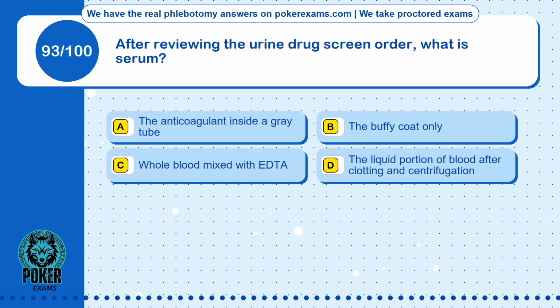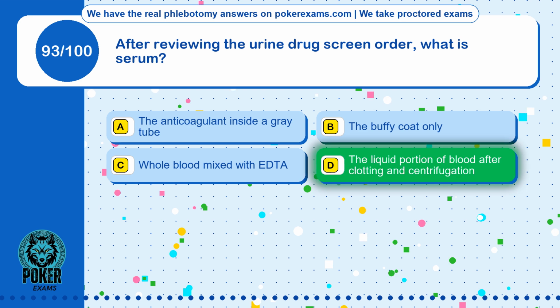Question 93. After reviewing the urine drug screen order, what is serum? Option A. The anticoagulant inside a gray tube. Option B. The buffy coat only. Option C, whole blood mixed with EDTA. Option D. The liquid portion of blood after clotting and centrifugation.